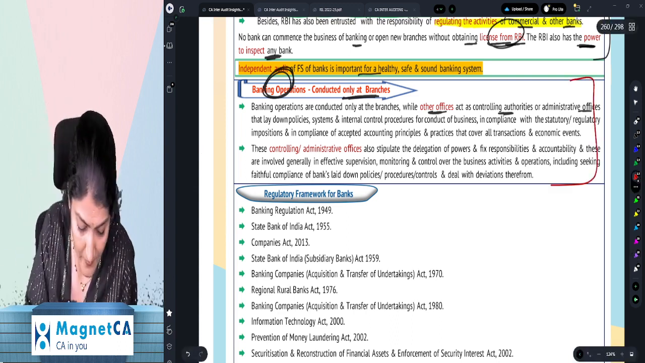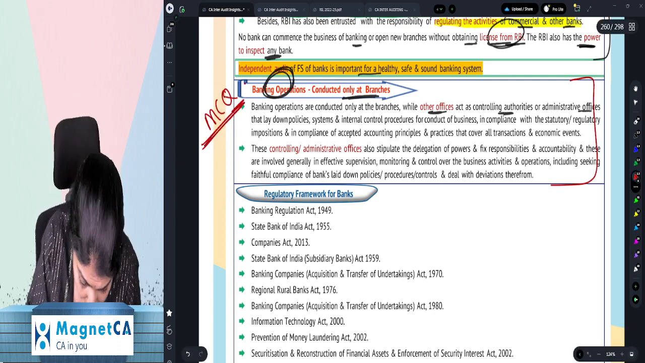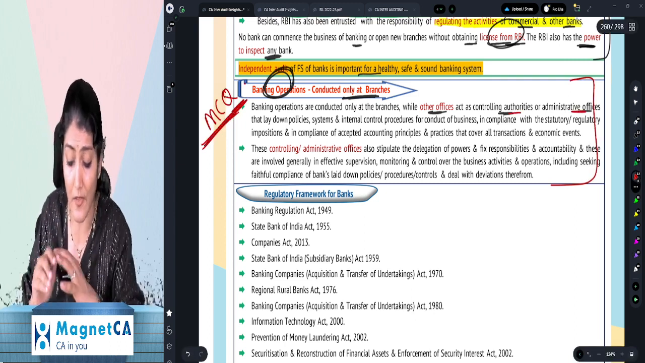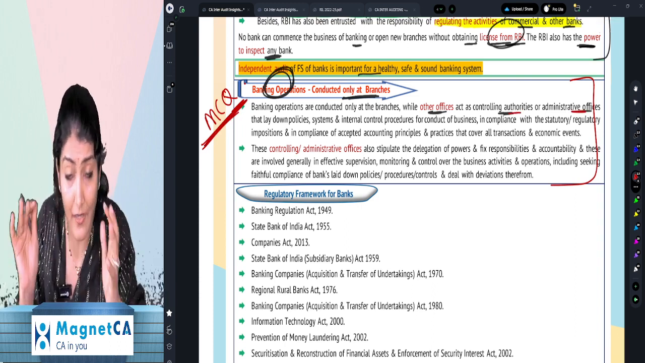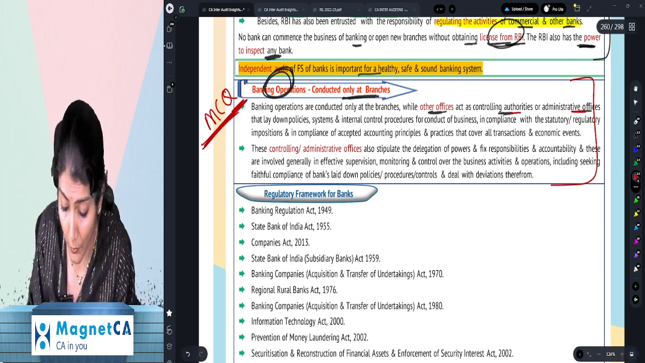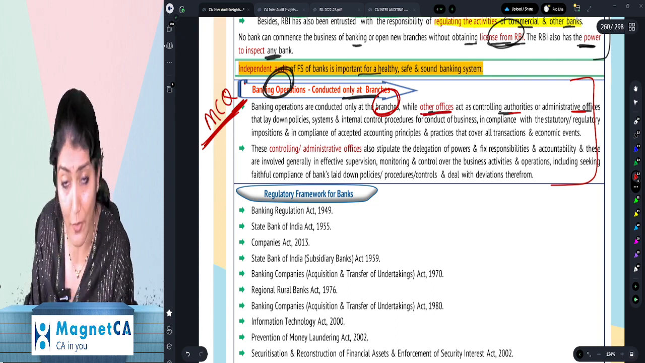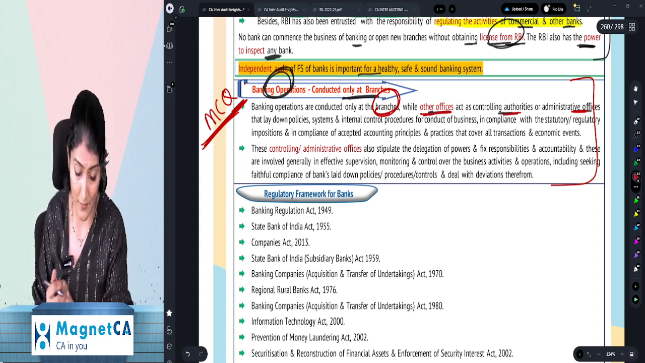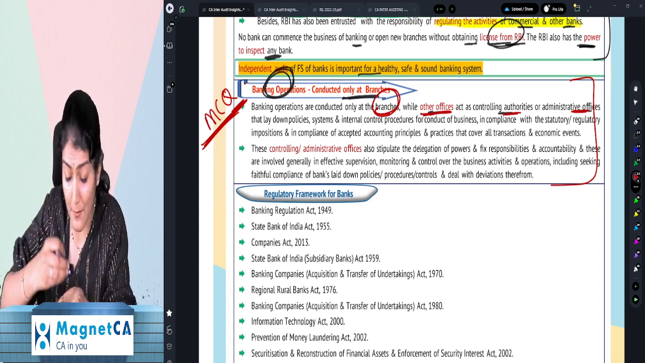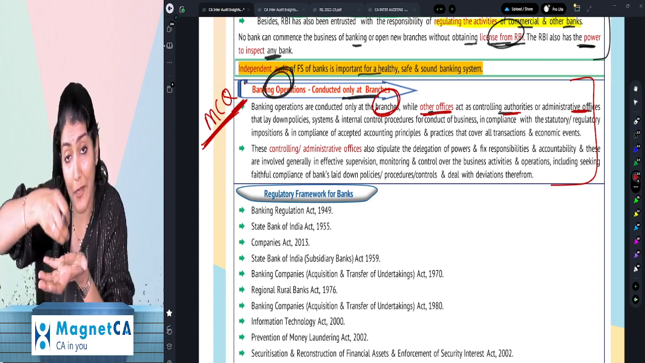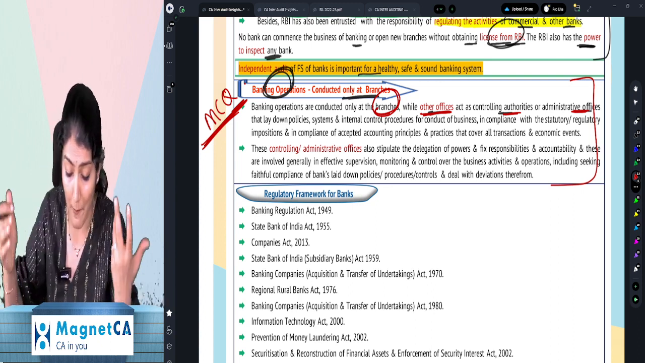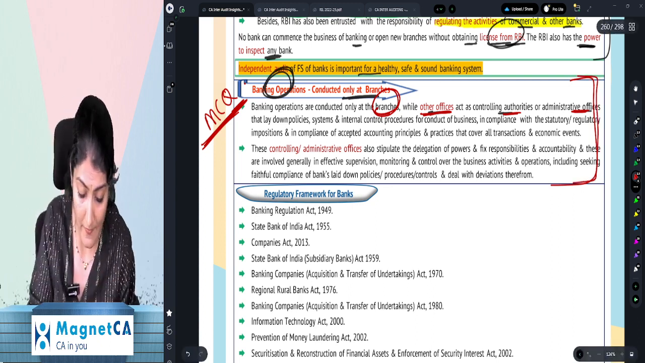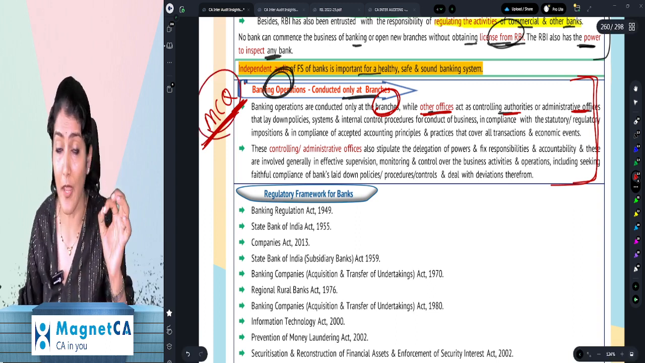Right? So they made an MCQ for this one. Whether a bank can conduct its banking operations from its controlling or administrative offices? No. It can conduct its banking operations only from its branches, not from its other offices, which are the controlling authorities or the administrative offices. So controlling office, administrative office, from there can a bank do the banking operation? No, the bank can do the banking operation only from its branches. Right? So that's an important point from the viewpoint of the MCQ.